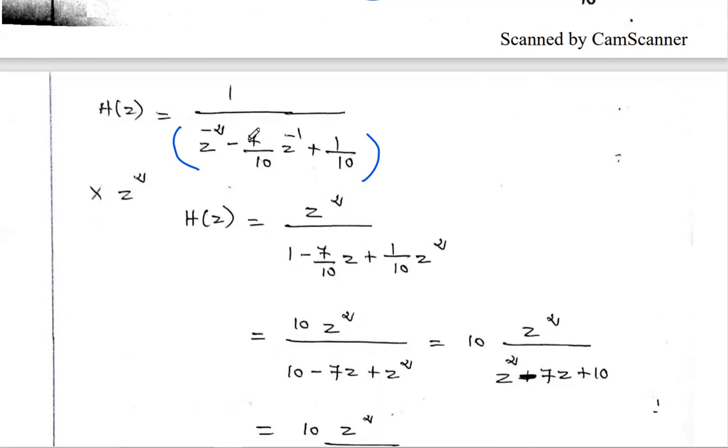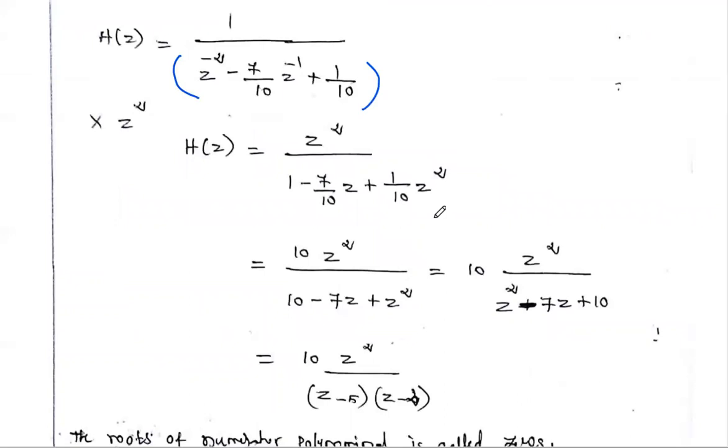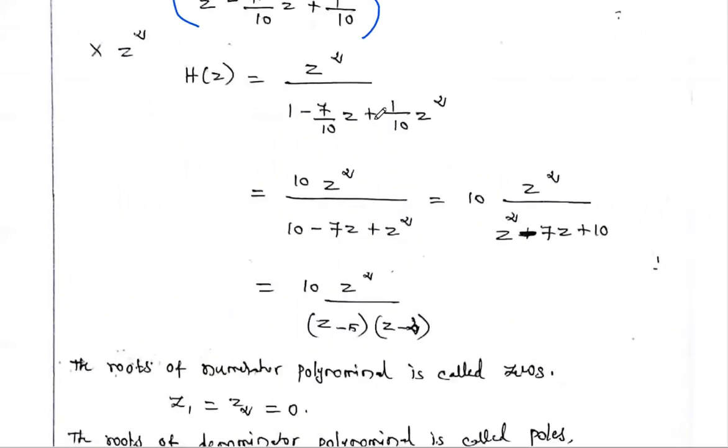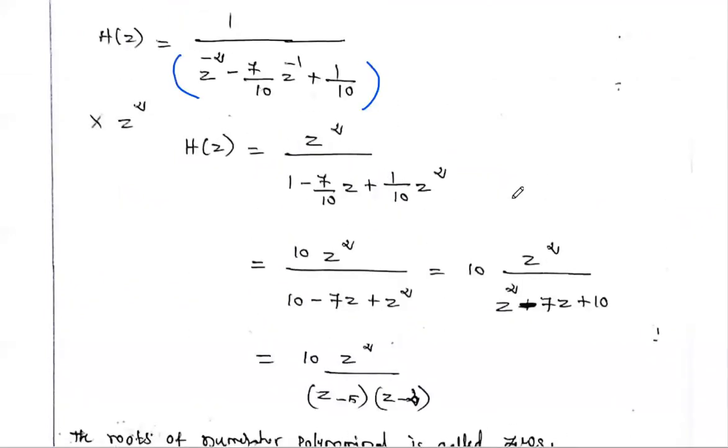Then minus 7 by 10 into z squared times z power minus 1. The base is common, so we have to add the powers. So 2 minus 1 is 1, so z power 1. Similarly, plus 1 by 10 into this z squared. Okay, so that's all. So the next one, here you see this term.